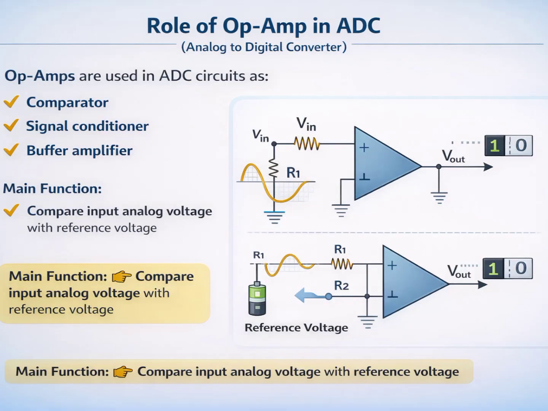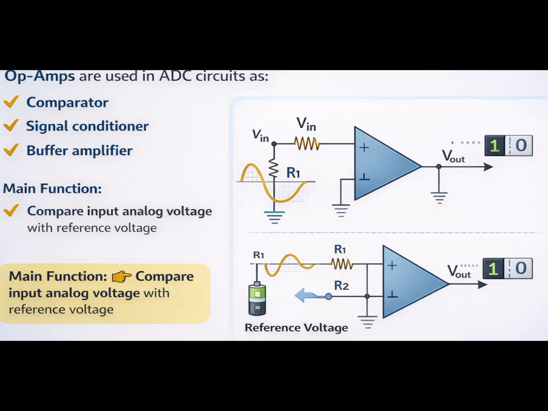Role of op-amp in ADC. Now let's understand the role of op-amp. Op-amps are used in ADC circuits as comparator, signal conditioner, buffer amplifier. The main function is to compare the input analog voltage with a reference voltage. This comparison helps in generating digital output. Without comparison, digital decision is not possible.